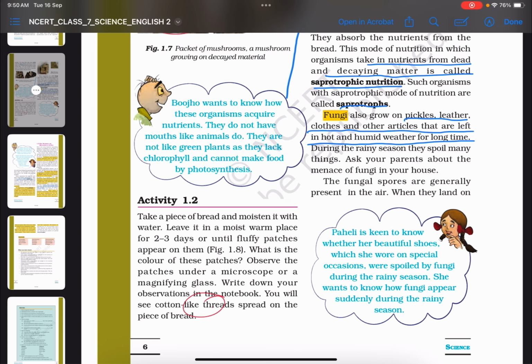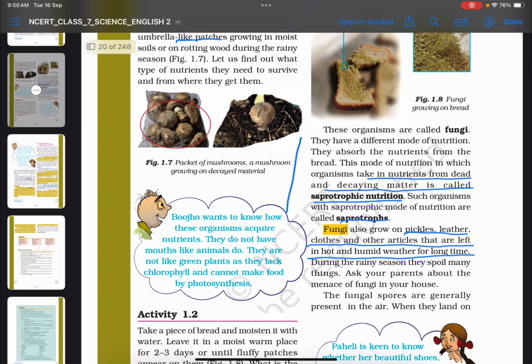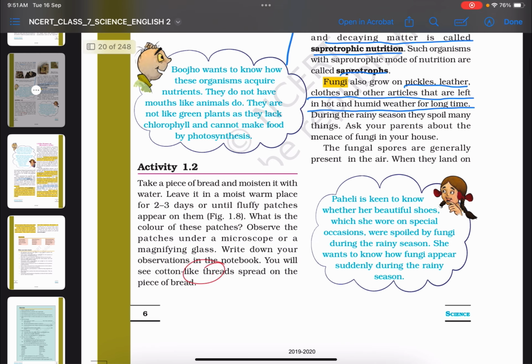You will see cotton-like threads spread on the piece of bread. Yes, here you can see in figure 1.8 fungi growing on bread. These organisms are called fungi. They have a different mode of nutrition. They absorb the nutrients from the bread. This mode of nutrition in which organisms take in nutrients from dead and decaying matter is called saprotrophic nutrition. Such organisms with saprotrophic mode of nutrition are called saprotrophs.